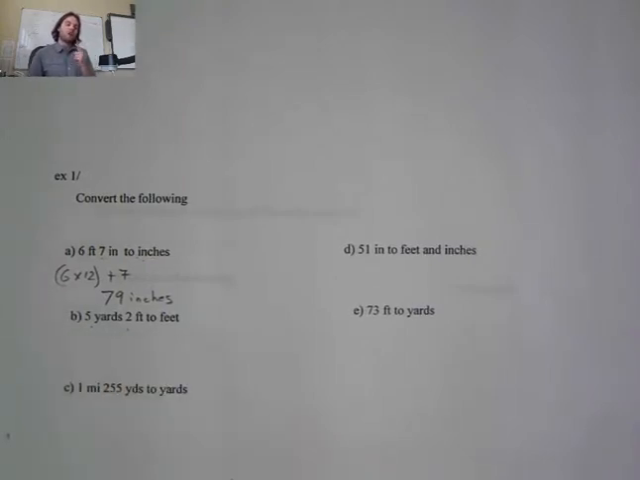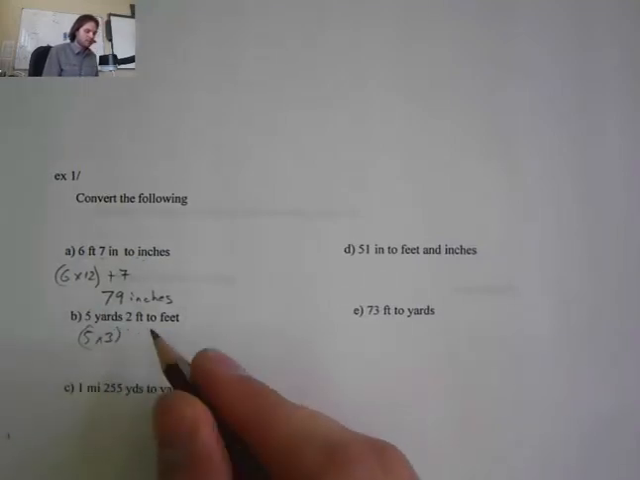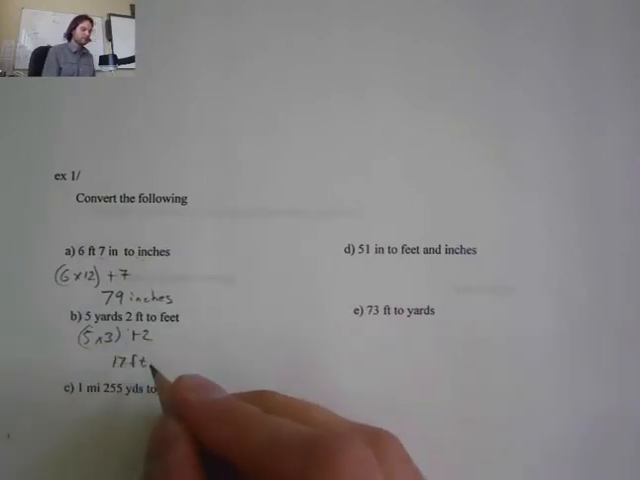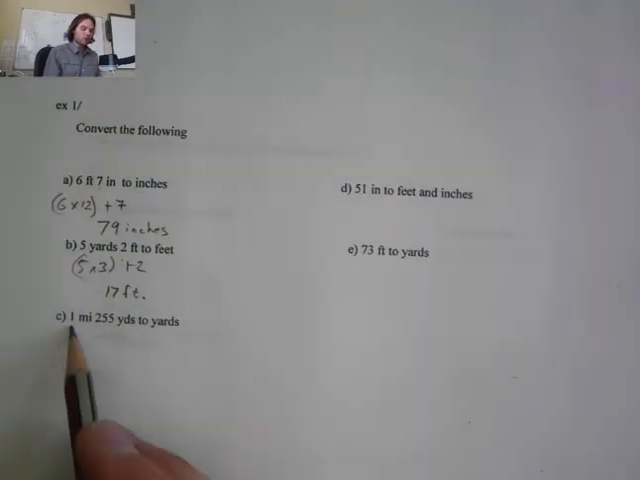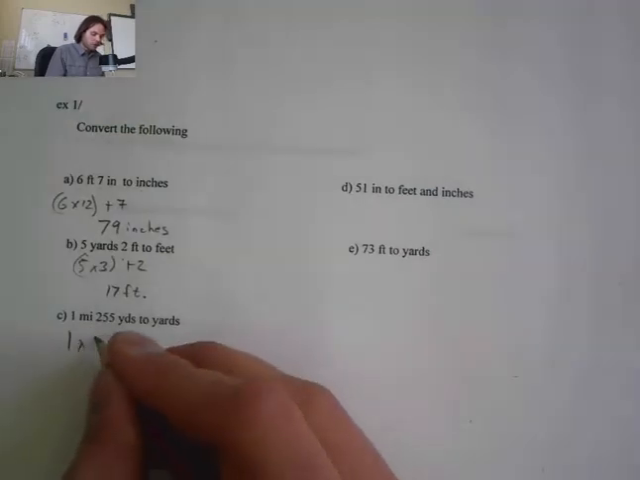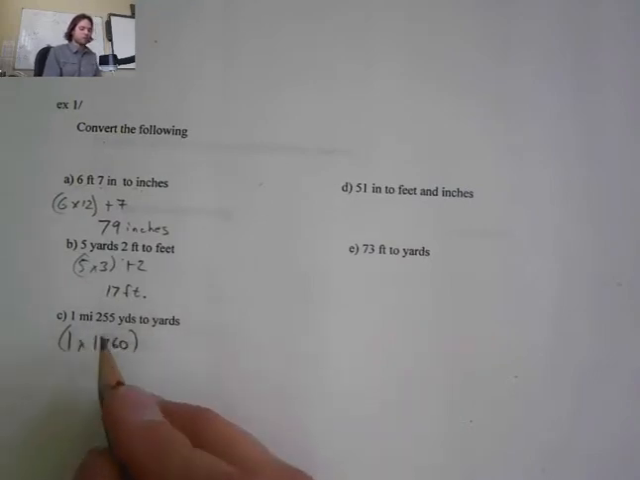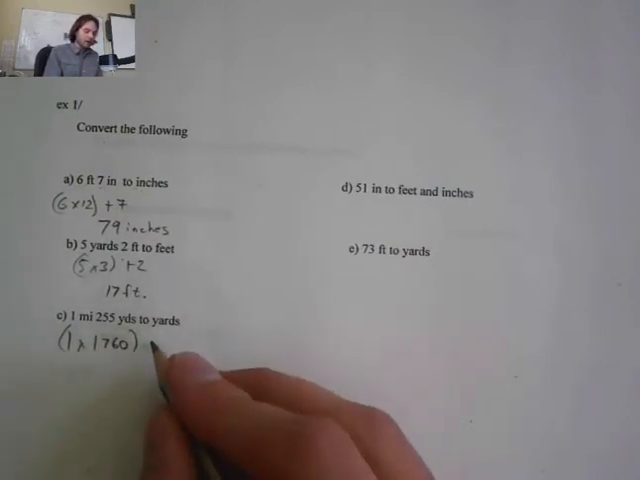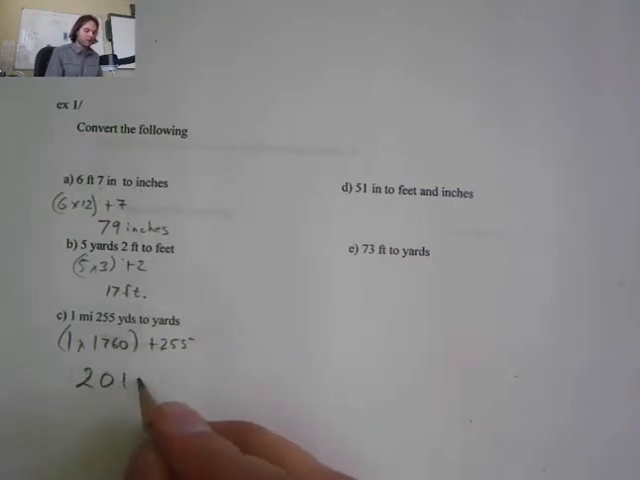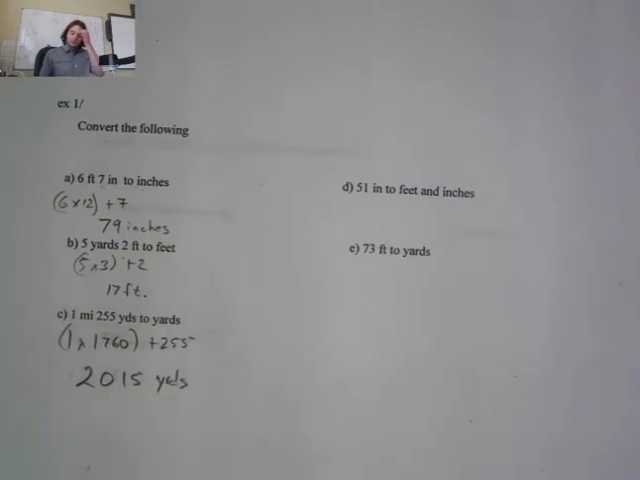All right? My next one, we want to convert 5 yards and 2 feet into feet. Well, each yard is equal to 3 feet. So I'm going to go 5 times 3, and then I have to add 2, which is going to give me 17 feet. So our next one here, we are going to convert 1 mile, 255 yards to yards. So I know 1 times 1,760 will give me my yards, because there's 1,760 yards in a mile. Then I have to add on 255 yards. That's going to end up giving me 2,015 yards.